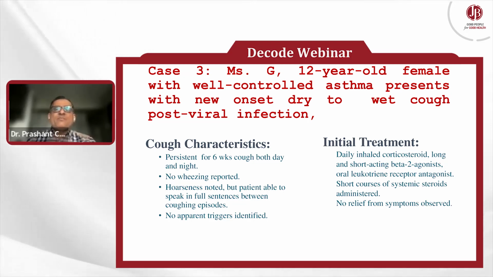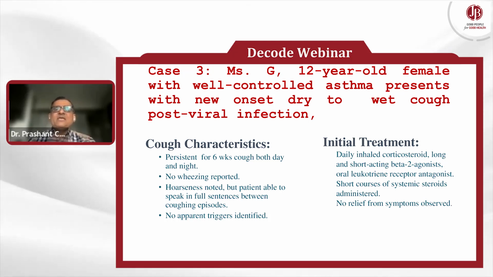This is a 12-year-old female with well-controlled asthma. She now has a new onset of dry to wet cough, following a viral infection. She's got a persistent cough for 6 weeks. She's got hoarseness, but is able to speak full sentences. No apparent triggers have been identified.